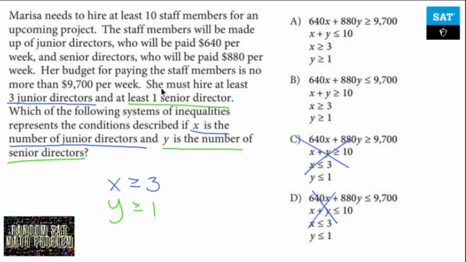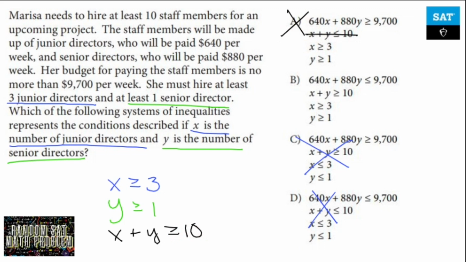What else can I do? She needs to hire at least 10 staff members. So when you add the staff members, she needs to hire at least 10, and they're made up of junior directors and senior directors only. So X plus Y has to be greater than or equal to 10, which eliminates U.